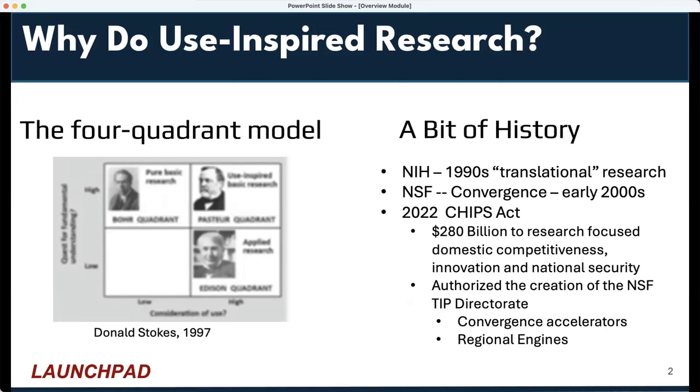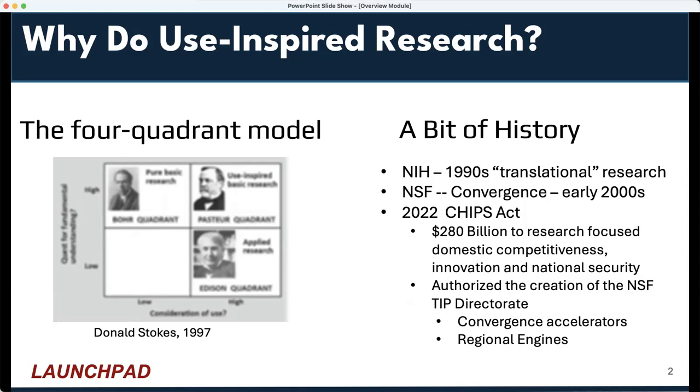And so, for example, Niels Bohr was pure research, discovery, no consideration of how it would be used. Thomas Edison, the exact opposite. But the Pasteur quadrant is the one that's interesting. He was undertaking basic research, but he had a specific use in mind.